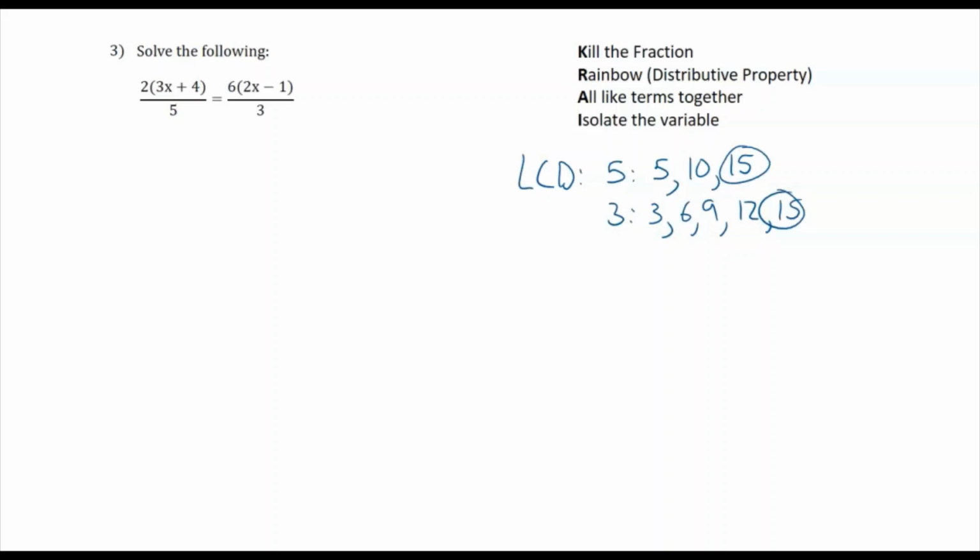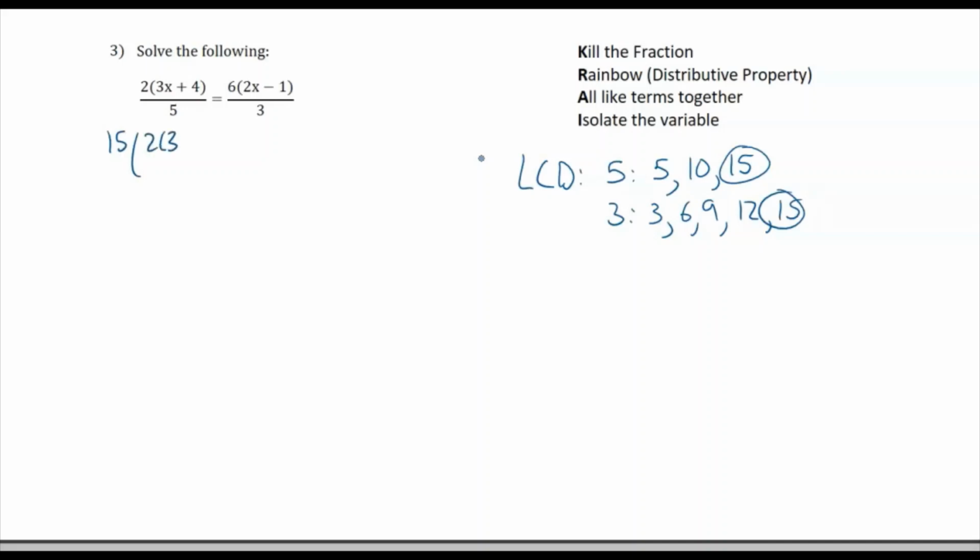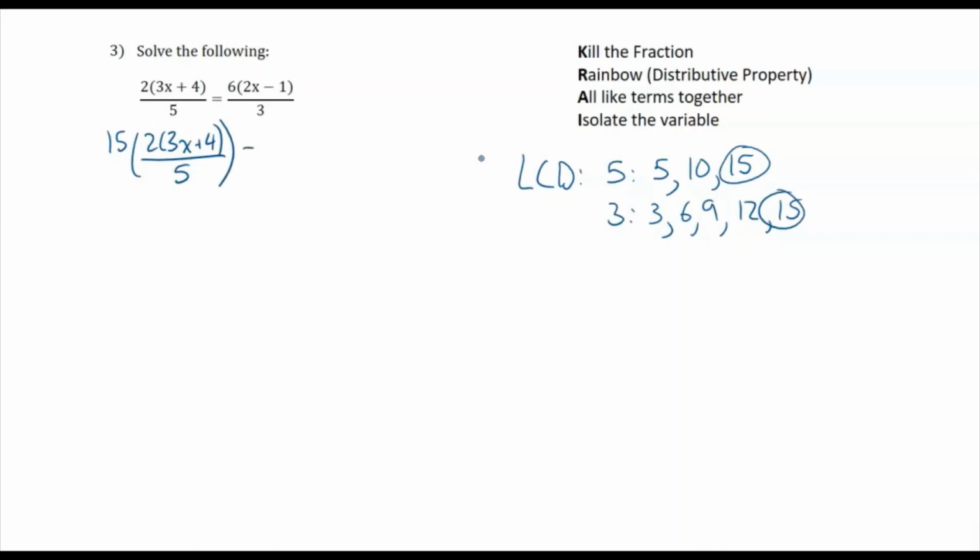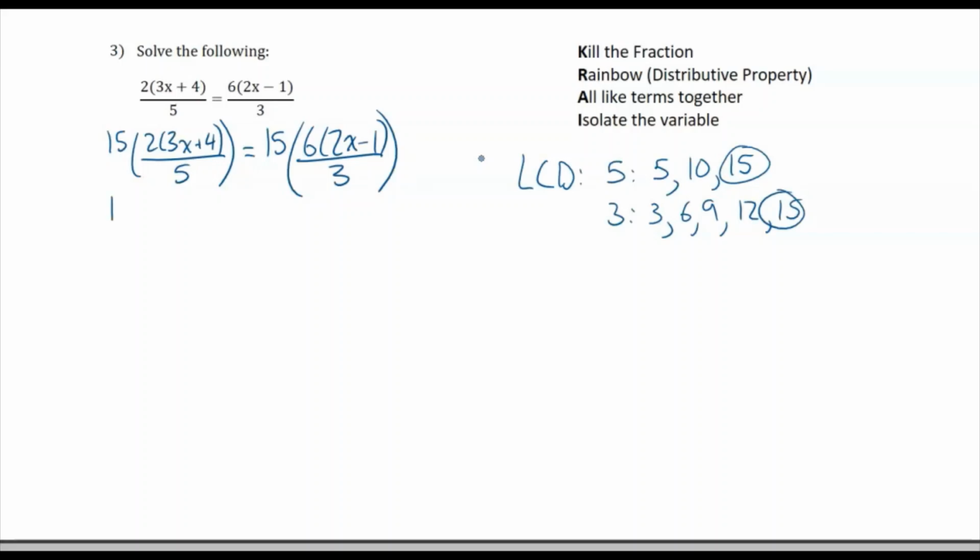Well, what do we do with that lowest common denominator? We're actually going to multiply both sides by that lowest common denominator. So I'm going to multiply 15 times 2 times 3x plus 4 all over 5. And then I'm going to multiply 15 times 6 times 2x minus 1 all over 3. Now, it might look like I'm making more of a mess, but remember, the order of multiplication and division doesn't matter. So you might be comfortable just canceling out the 15 and the 5 here and recognizing that's 3 over 1. But if not, let me write that step out for you quickly here.